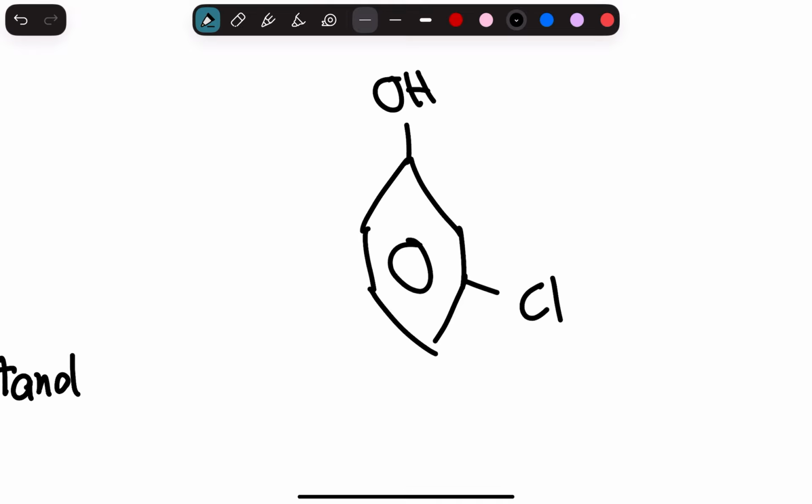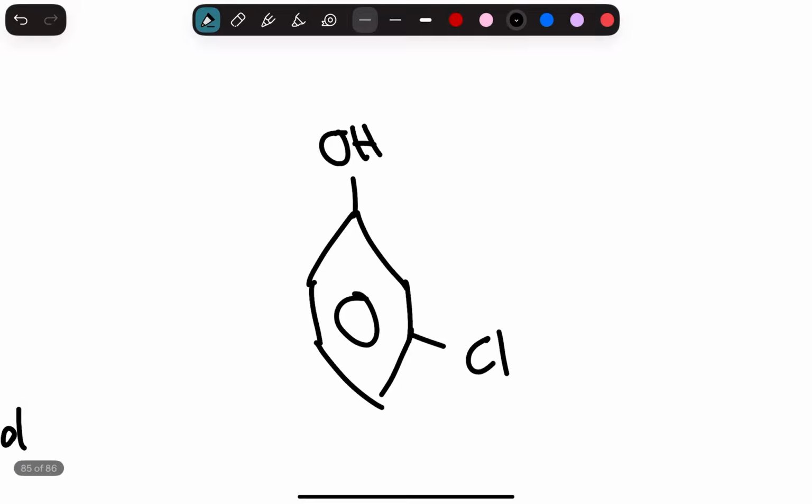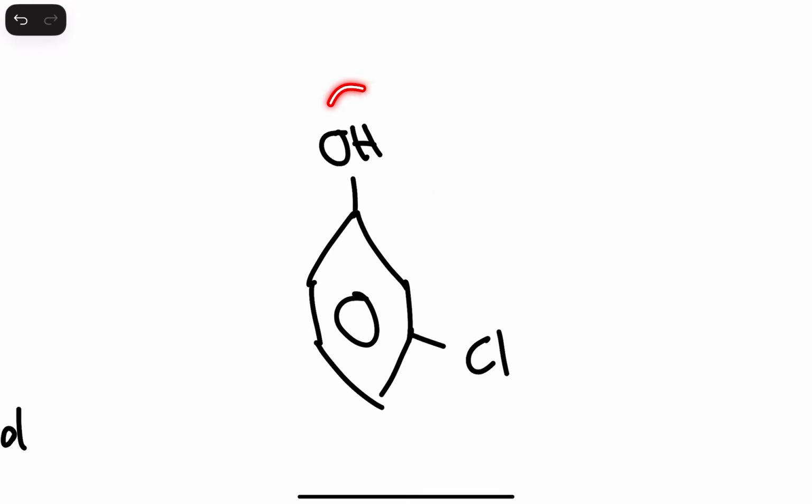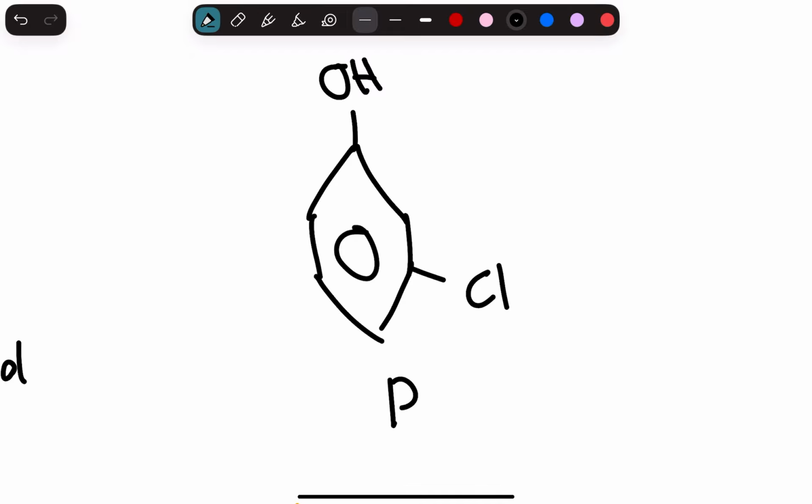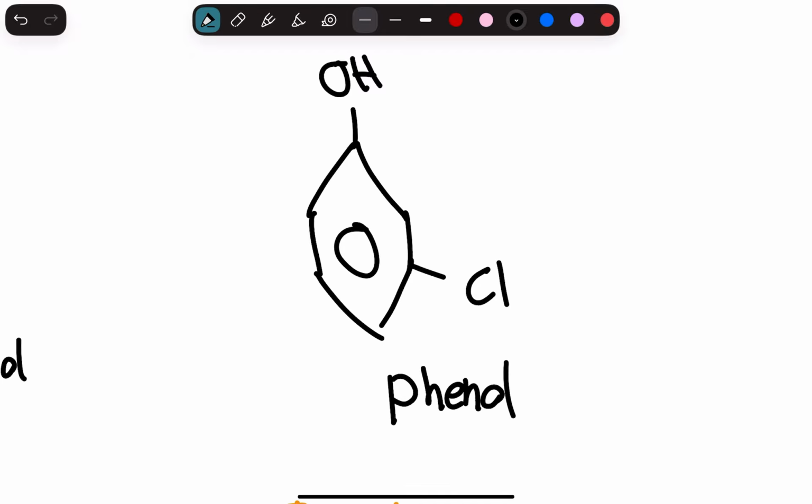Let's add a chlorine right here. What would this be called? So we know that this parent chain is called a phenol. So it's just going to be phenol. We're not going to count anything. It's just phenol. A benzene ring with a hydroxyl group, automatically phenol.